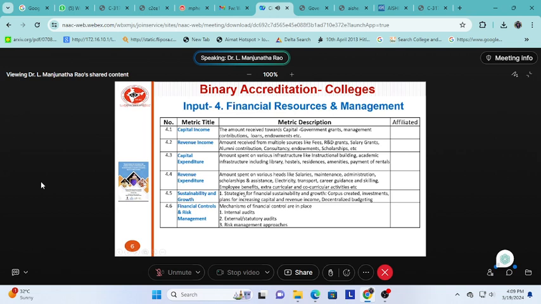Sustainability and growth, strategies for financial sustainability and growth. Corpus fund created, investment plans for increasing capital and revenue income, decentralized budgeting, whether the financial powers are delegated at different levels of administration. Financial controls and risk management, mechanism of financial controls in place, internal audits, external or statutory audits, risk management approaches.